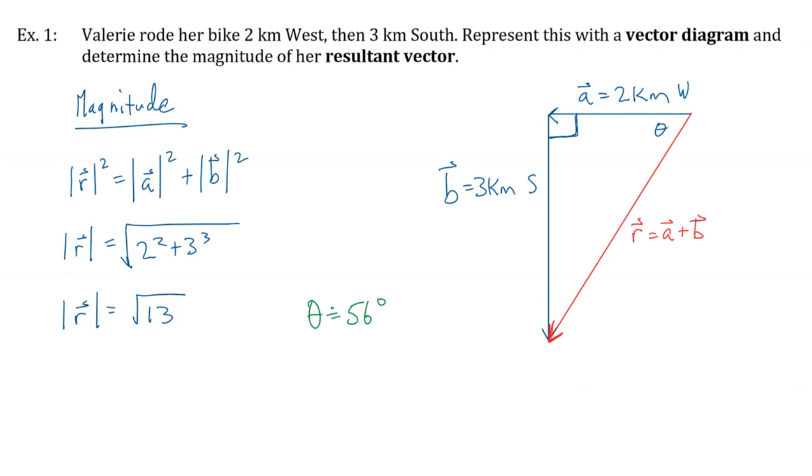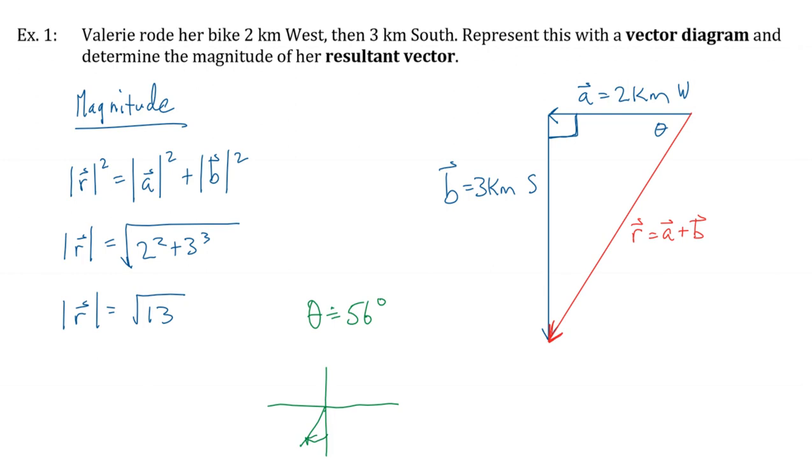Okay. And you could talk about this as a true bearing, in which case you would have to start at north and rotate clockwise all the way around. Or you could talk about it as a quadrant bearing, and it's this direction, 56 degrees this way, right?